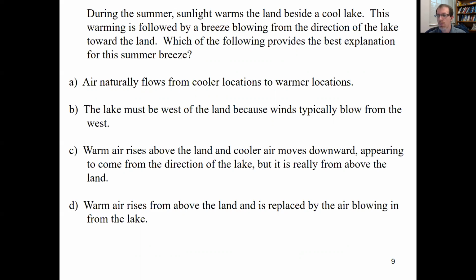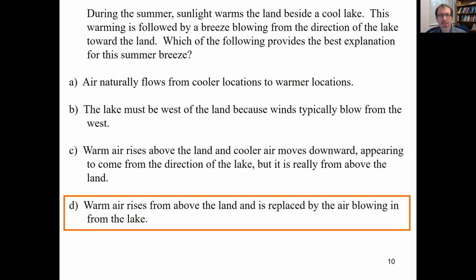So think about that for just a moment. Pause the video. Okay, it's actually choice D. The warm air rises up from above the land. Something's got to take its place. So cool air rushes in to take its place, and we end up getting this kind of circular motion again with the air cycling through.